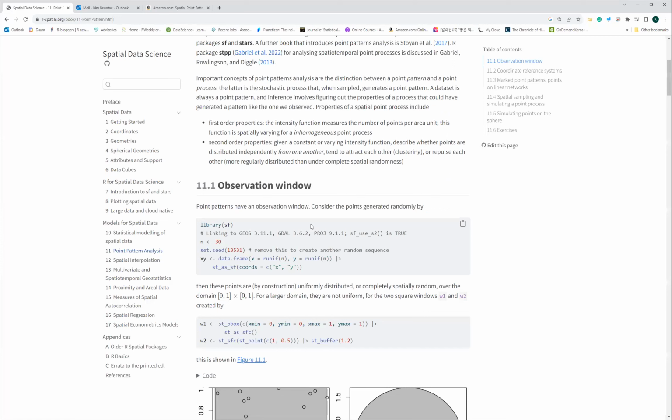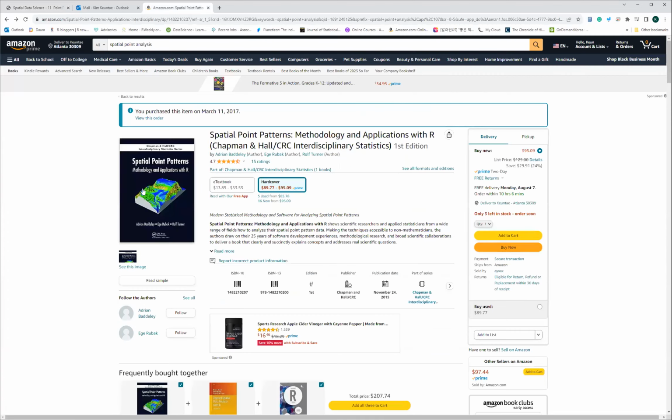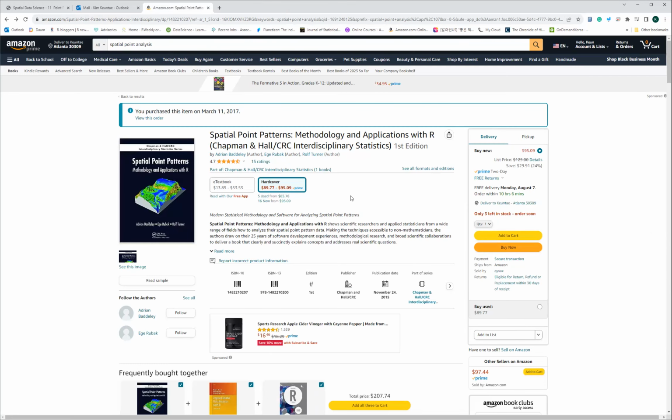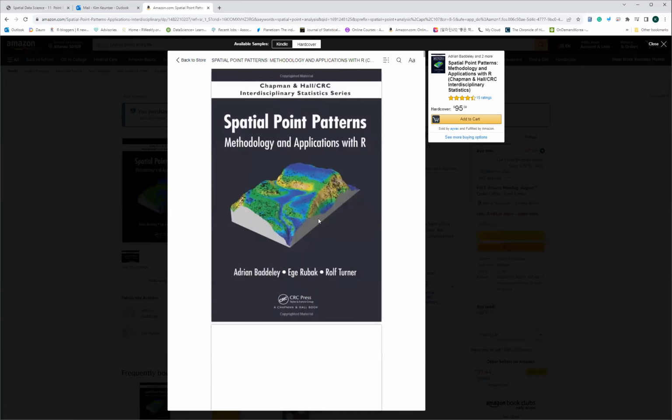So whenever you want to understand spatial point analysis much further, I definitely recommend you check out that book. It is very expensive. I bought that book because I really needed it for my dissertation and my peer-reviewed journal article. Bruce and Comer also has a good second edition of the book with that chapter, but even that one does not include too much information about spatial point patterns. This one is kind of a Bible.